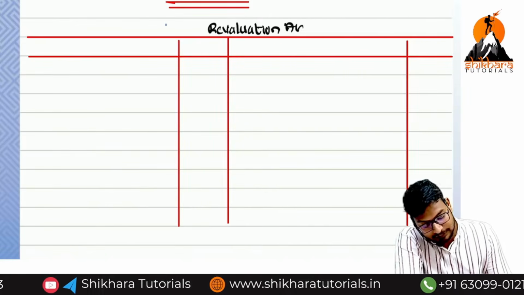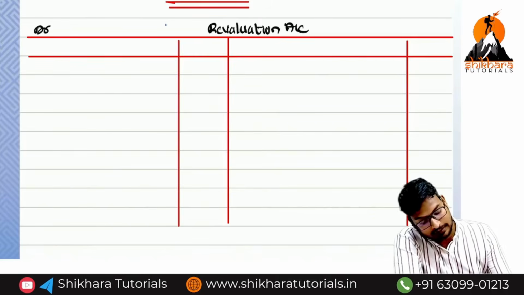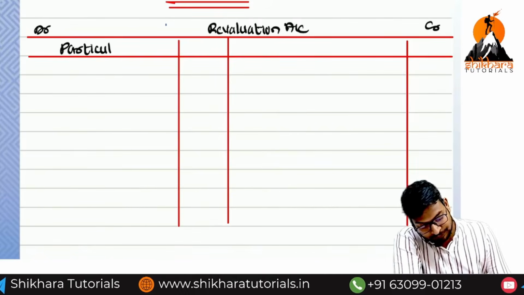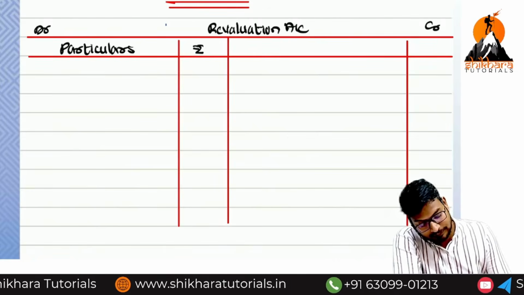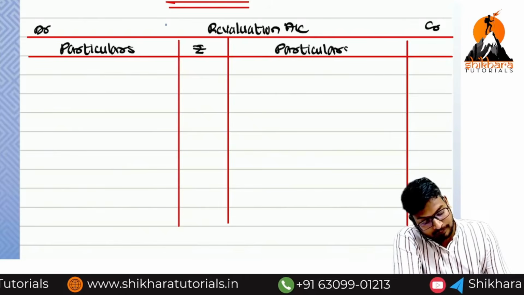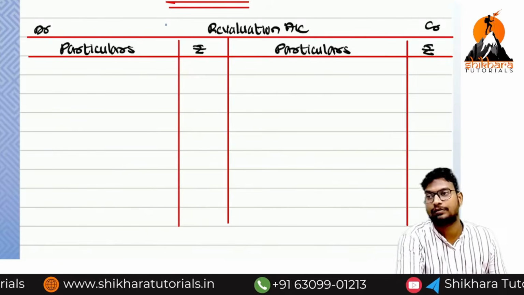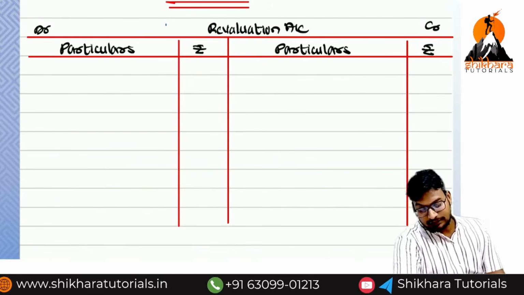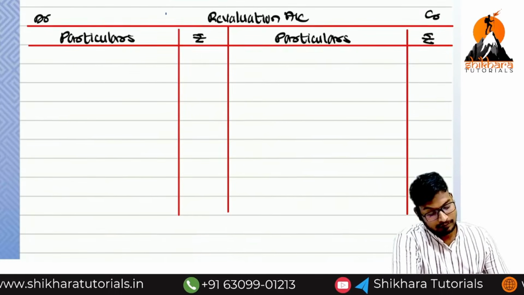So, revaluation account, here and here, particulars, account, rupees, particulars. Okay. Shall we start, amma? So what is the first point, amma?